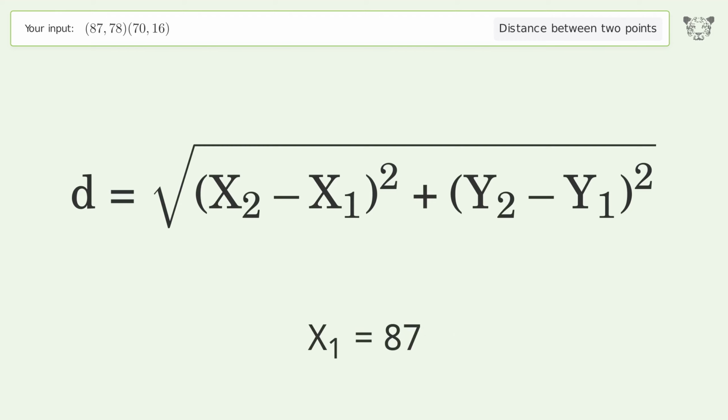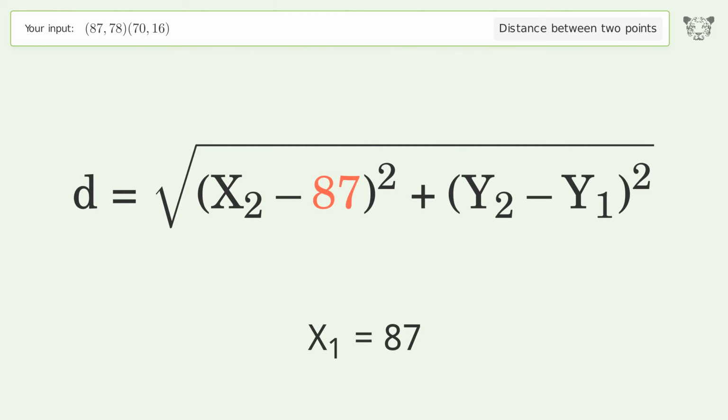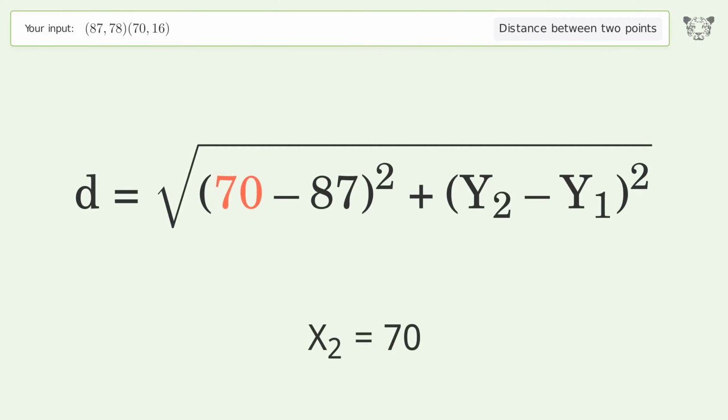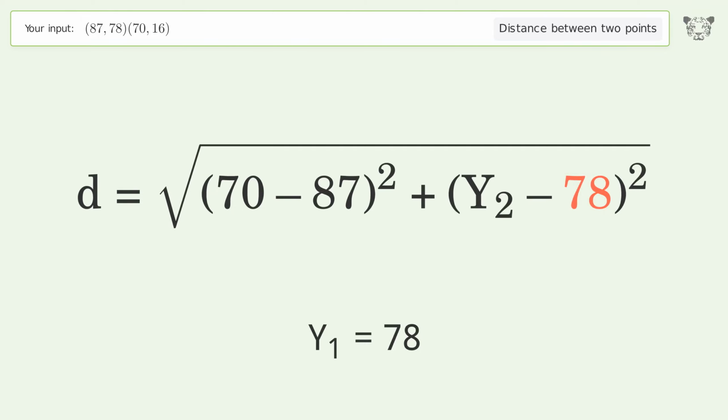x1 equals 87. x2 equals 70. y1 equals 78. y2 equals 16.